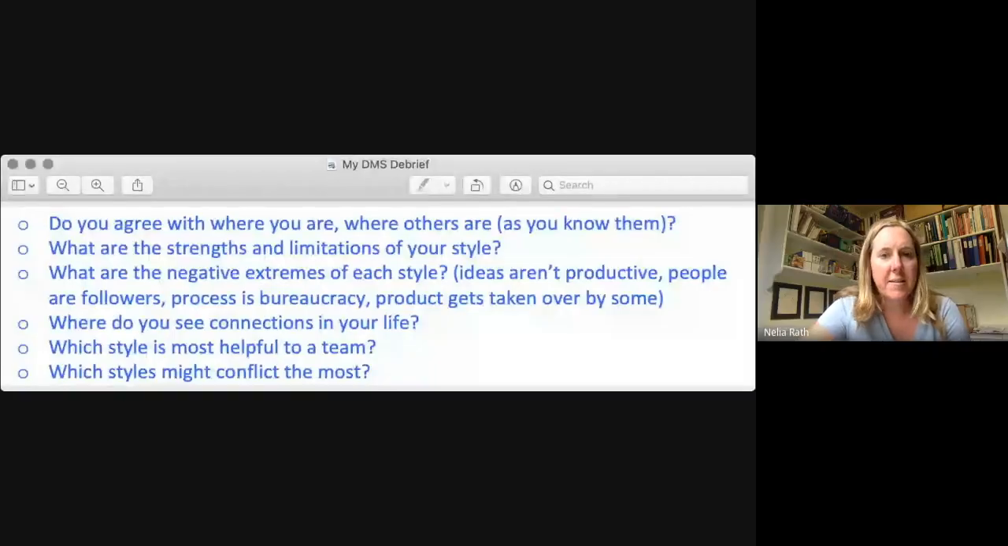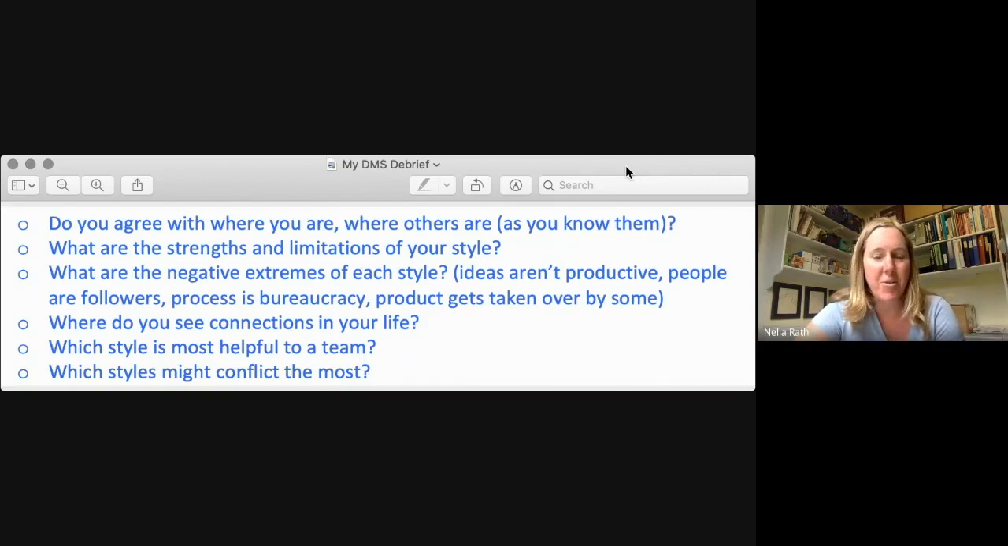After spending some time with the quiz and making sense of who we are as individuals through those materials, I like to circle up and debrief just the experience of taking that quiz and finding out what kind of person you are with some questions like this. Do you agree with where you are? I like to get the group to circle up, sitting the people people together, the process people together, the product people together, and the ideas people together. So do you agree with where you are and where others are?